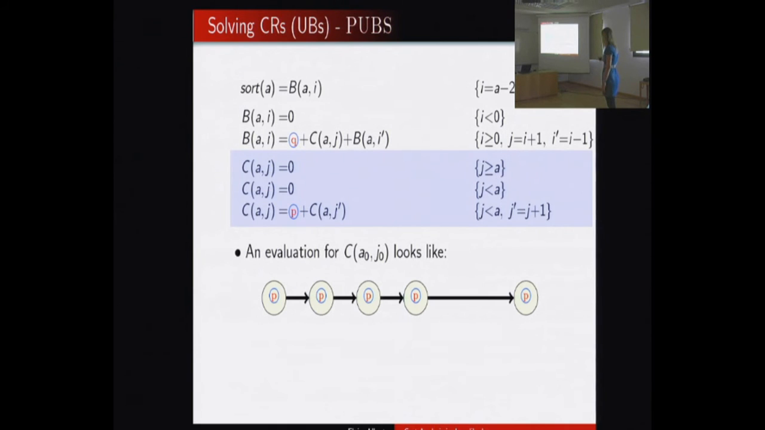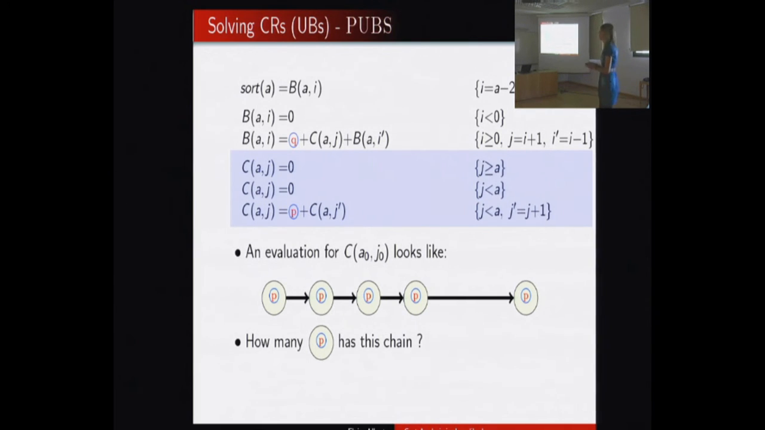Imagine we want to solve this cost relation C. What do these equations do? You can see them as a program in which I perform steps, and at each step I have some cost P that I accumulate. So what is the problem now? If I look at it this way, what I need to know is the length of this chain.